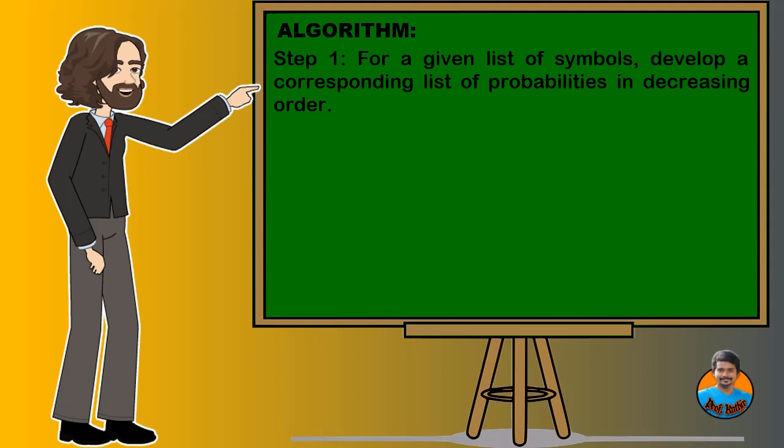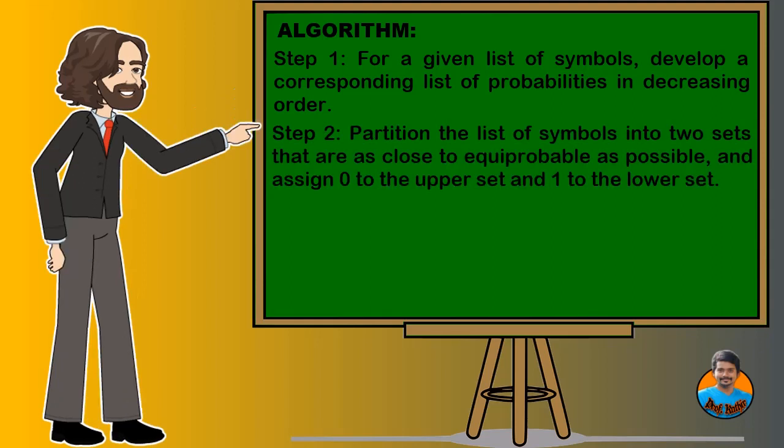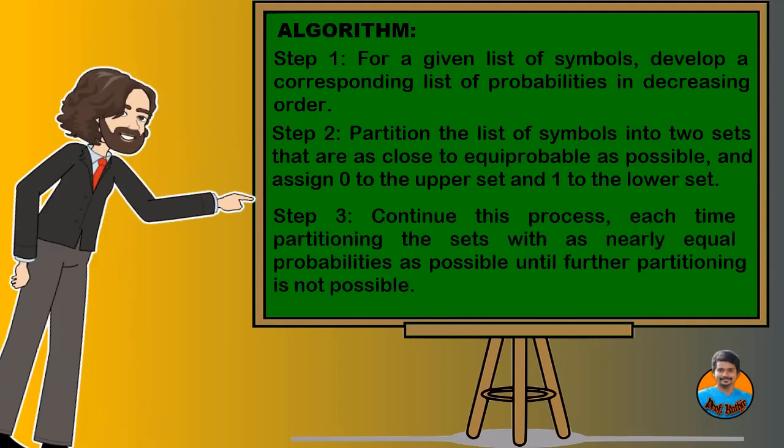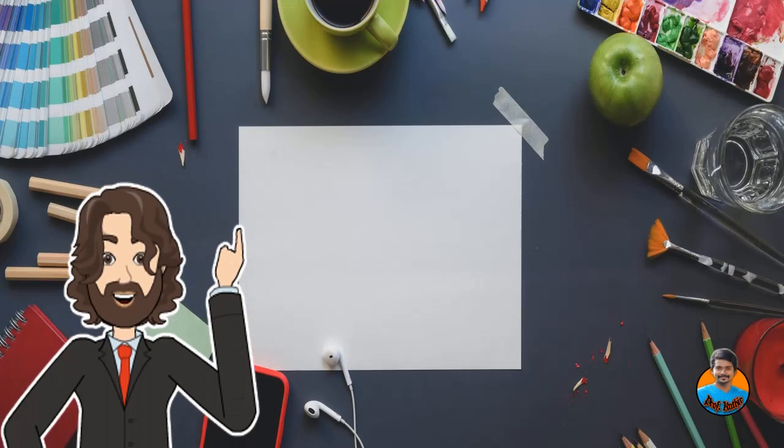Step 1. For a given list of symbols, develop a corresponding list of probabilities in decreasing order. Step 2. Partition the list of symbols into two sets that are as close to equiprobable as possible and assign 0 to the upper set and 1 to the lower set. Step 3. Continue this process, each time partitioning the sets with as nearly equal probabilities as possible until further partitioning is not possible. For clear understanding, let us see an example.